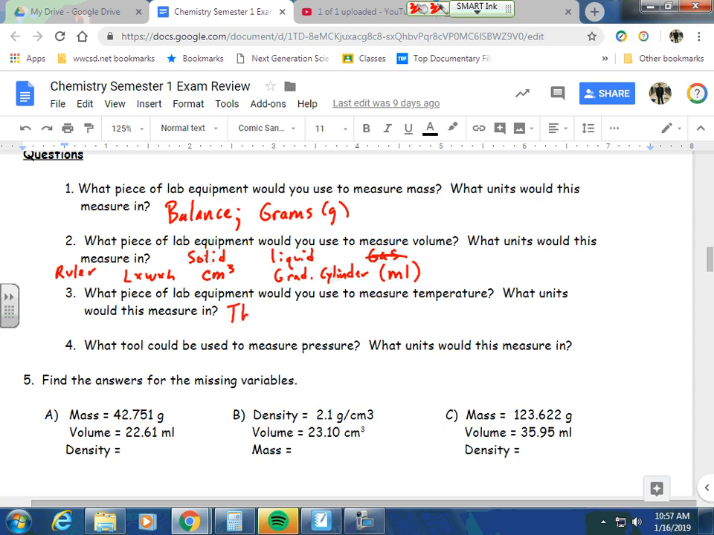All right, what piece of lab equipment would you use to measure temperature? That's the thermometer. That's going to tell us degrees Celsius. Like I said, we can later take that and add 273.15, which would give us Kelvin.